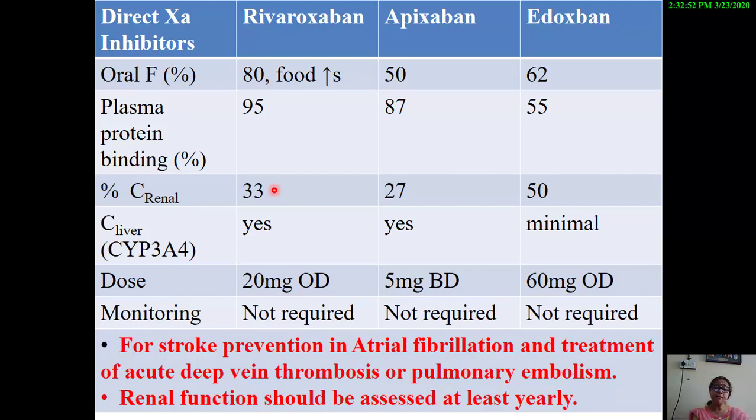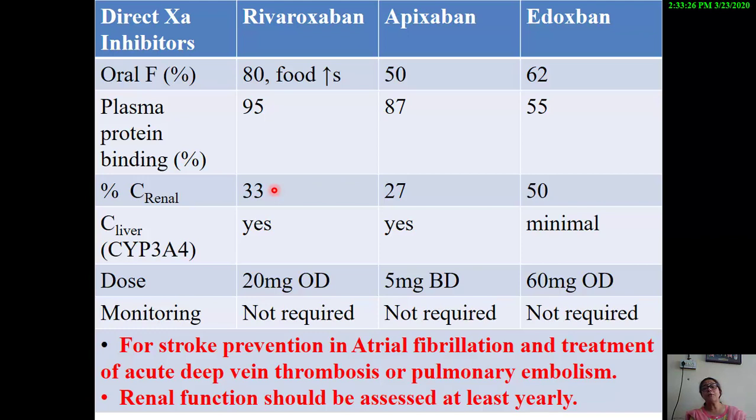So among the oral compounds which inhibit factor 10A, we have these three compounds: rivaroxaban, apixaban and edoxaban. Now remember that all these direct inhibitors like dabigatran, rivaroxaban, apixaban, edoxaban, all of them are relatively newer compounds as compared to heparin and warfarin. So they have only recently been introduced in clinical usage as compared to heparin or warfarin, which are more of traditional compounds as compared to these compounds.